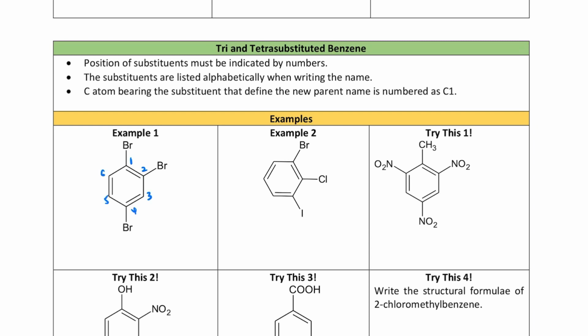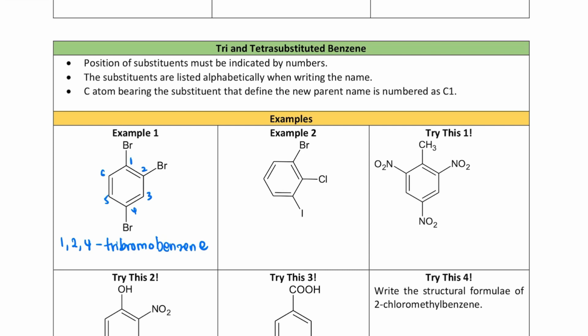Alright, so kita ada 3 bromo at 3 different positions. So 1, 2, 4, 3 bromo kita guna tribromo, and the parent here adalah benzene. 1, 2, 4-tribromobenzene. So this one you cannot use ortho, meta, para, tak boleh. Sebab ortho, meta, para limited for substituent 2 sahaja. Ini dah 3, 4 substituent, so tak boleh gunalah.